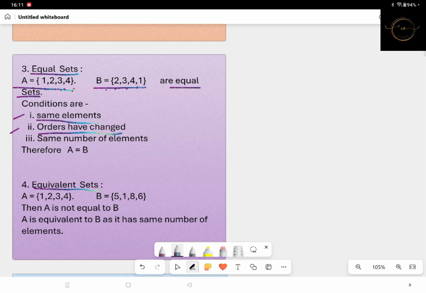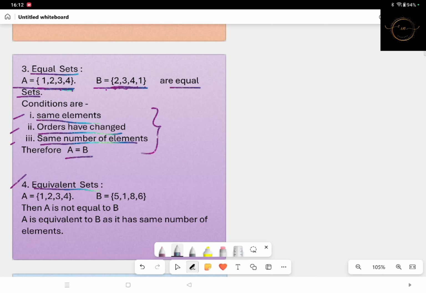As I said in the previous video, when you consider the properties of a set, the order doesn't matter when you are writing a set. So here the orders are different. Look, the two sets have different orders, but they have the same number of elements. Here the total number of elements is 4, and here also the total is 4. As these three conditions are satisfied, we will say A is equal to B, or they will be considered equal sets.